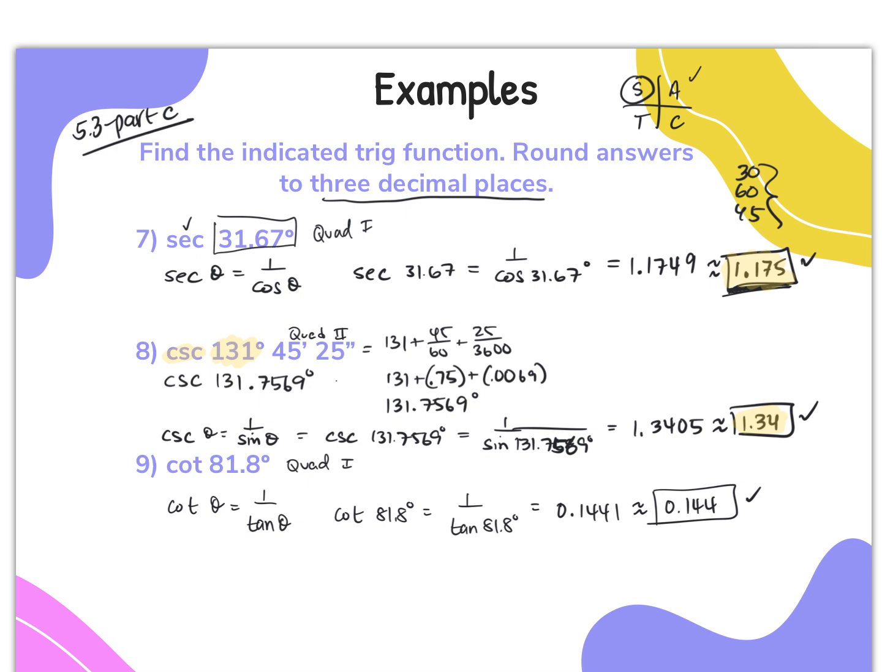So I know there's a lot going on here, but in the end, it's pretty straightforward. You're given the degree, and all you have to do is use, in this case, the reciprocal identities to plug them into your calculator so that you can use sine, cosine, and tangent in the calculator.